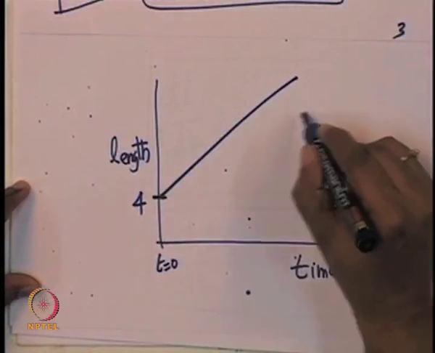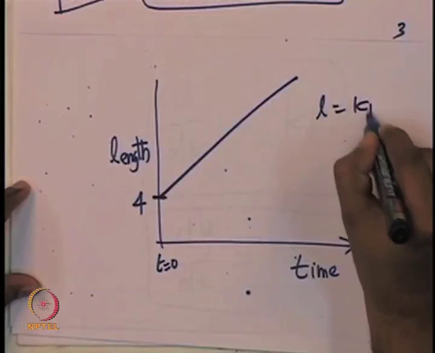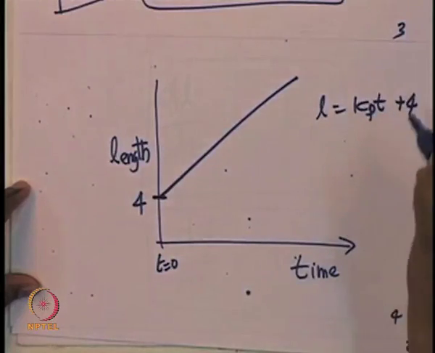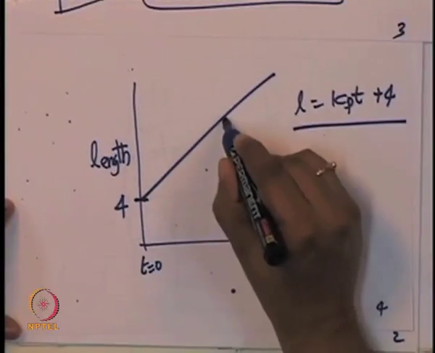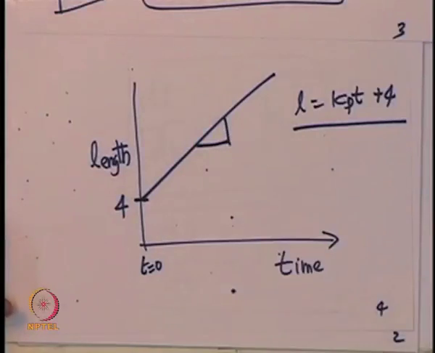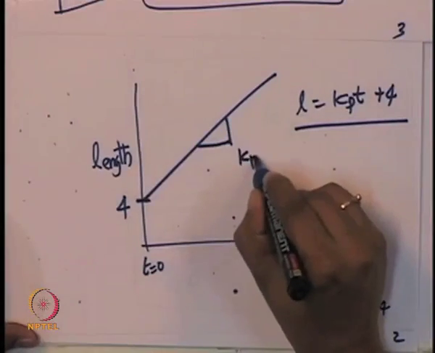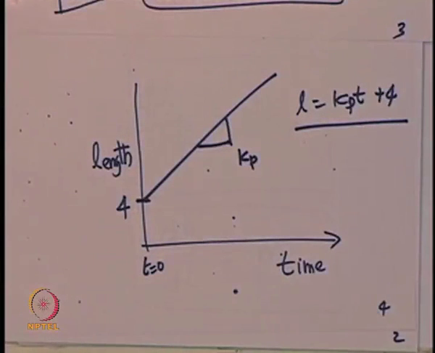So, we had L is Kp into t plus 4. This was our equation. This is the equation that we have plotted, where Kp is the slope of this straight line. Just like the equation looked similar to that of dy by dx equal to m, which immediately gives you y is equal to mx plus c, which is the equation of a straight line. This is just like that.